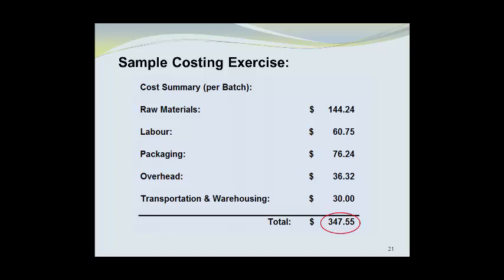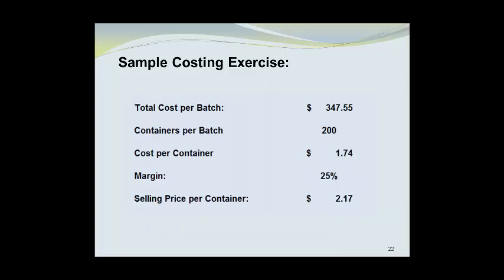When this is done, we get a grand total of $347.55 per batch. The total cost per batch, being $347.55, can then be spread over each container to find the unit cost per container. Since we have 200 containers per batch, the cost per container is $1.74.